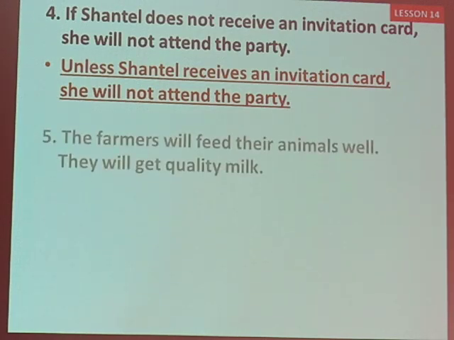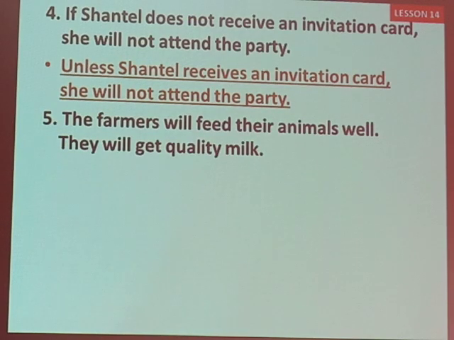We come to number five. Number five is simple. We can read it together. I'm waiting for you. The farmers will feed their animals well. That is the first sentence. The next sentence, they will get quality milk. You know, if you don't feed your animals very well, you will not get quality milk. When you use unless there, what is a condition and what is a result? A condition is feeding the animals well. If you do that, what will result? You will get quality milk.